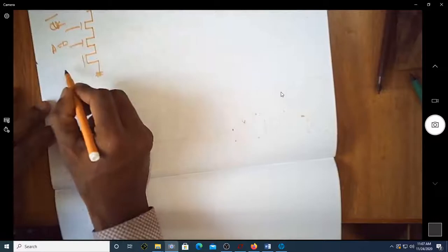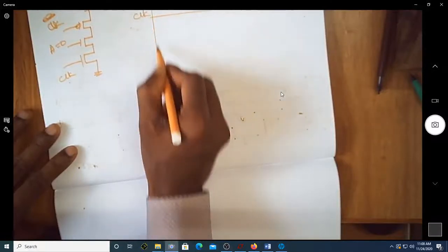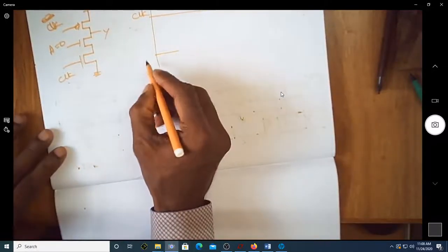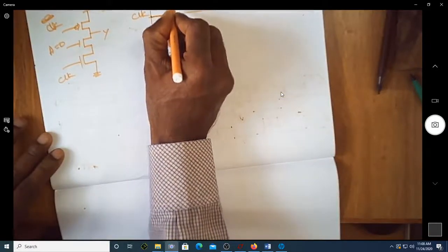So let us consider a very simple logic, which is something like this. This is VDD. Just take A is equal to 1. This is clock bar, and this is clock here, and this is also clock. Let me consider this is clock and this is Y. Let me just make this equal to 0, then make it 1.